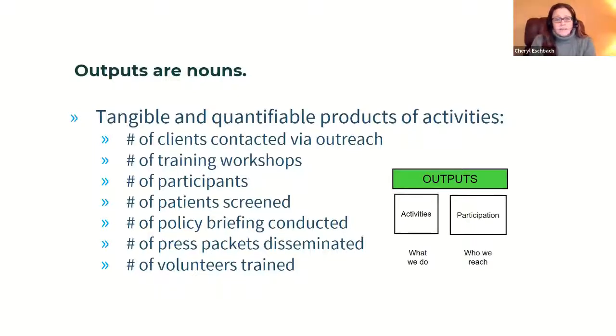And you can see here, outputs are often listed as "number of," and that's because it's setting it up to be tracked and reported against later. So number of clients reached, number of participants in a workshop, number of volunteers trained. Those are all things that you can put into a logic model that you can track and report on.